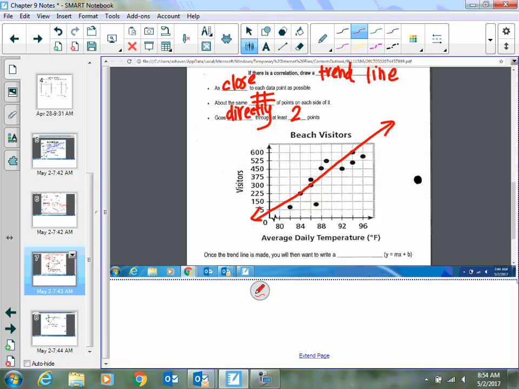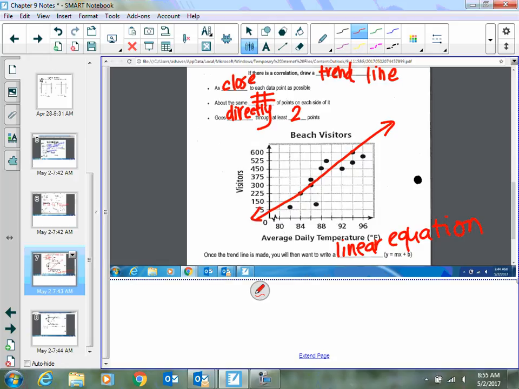All right. So once you've drawn the trend line, you'll be able to write a linear equation, going back to 9.1. Once you have the trend line, you're going to be able to write a linear equation. This is what's going to tell you so many things. This is what's important. To write a linear equation, you need at least 2 points. So I always pick the 2 points that actually went through my trend line.